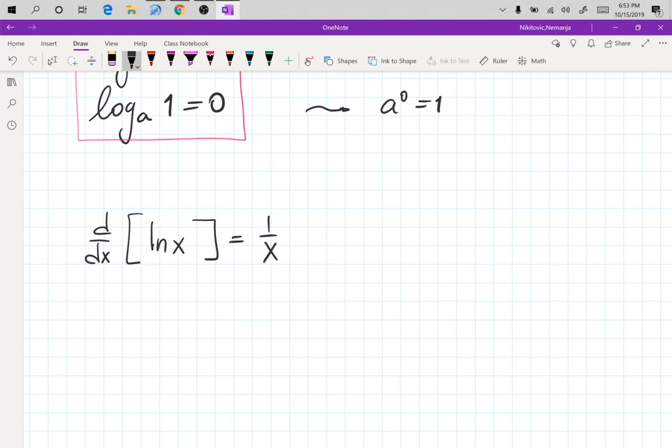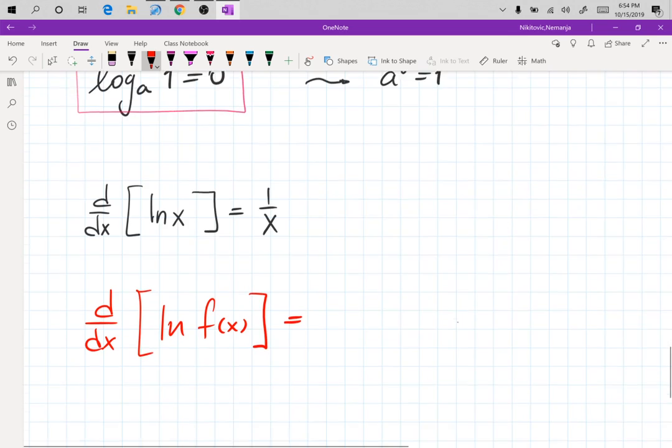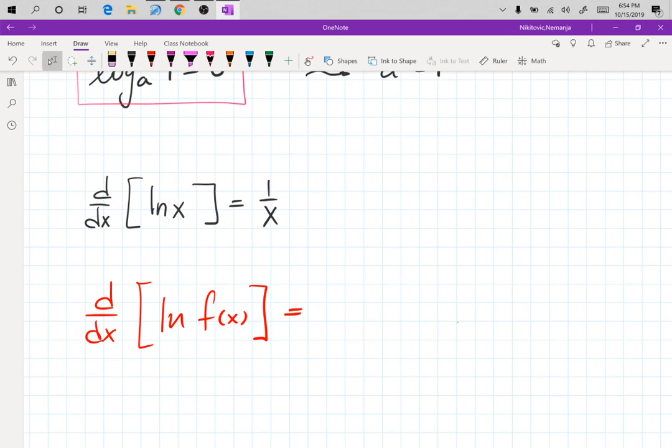Perfect. So now, the next one, okay? The derivative of ln of f of x. So guys, this is going to be ln of sine x, ln of x squared plus 1, ln of square root of 1 over x, right? Depends on how annoying you want to make it. So ln of f of x. And this is by far my favorite. It's f prime divided by f.